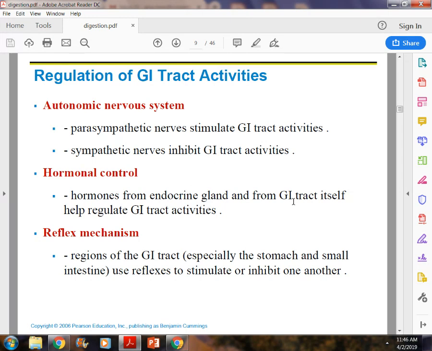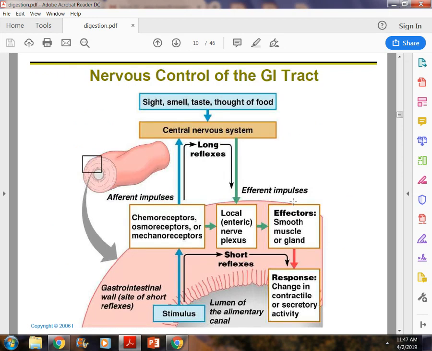Hormones. Gastrin is one of those hormones that is produced, and some of those hormones come from endocrine glands, such as the pancreas, and some of them come from the GI tract itself, and they help digestion be initiated and then halted. Reflex mechanism, that happens in different regions of the GI tract, especially the stomach and the small intestine, where reflexes are stimulated to inhibit or interact and make one another work, either start and stop, related to different reflexes within the GI tract.